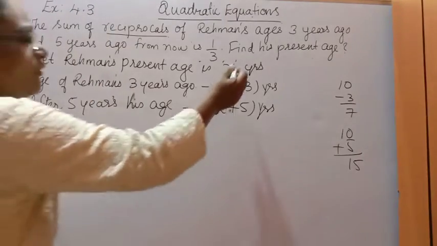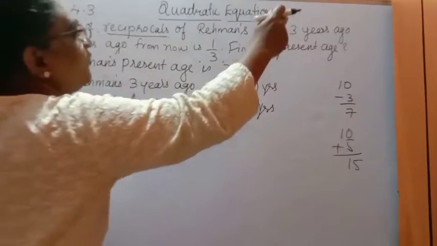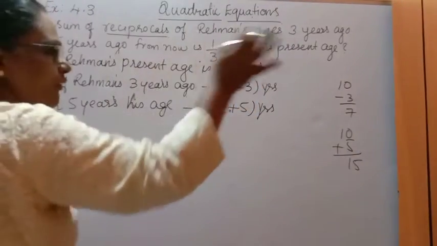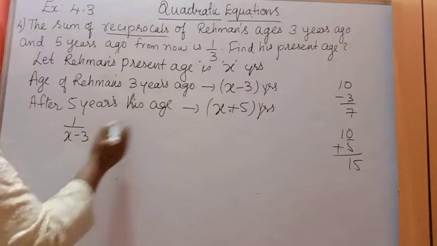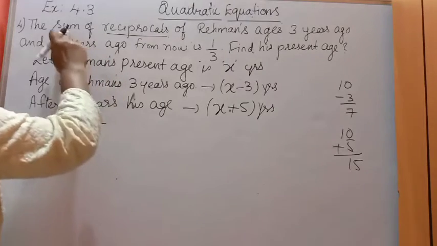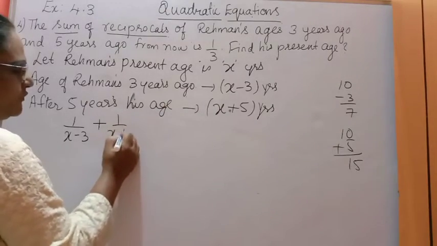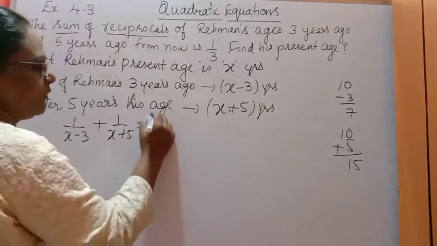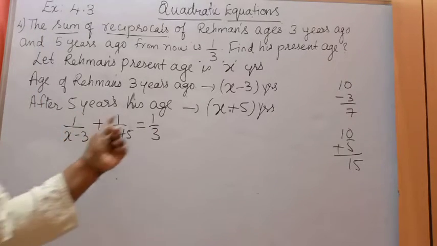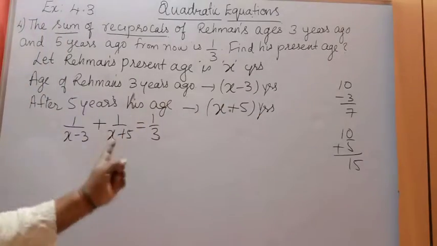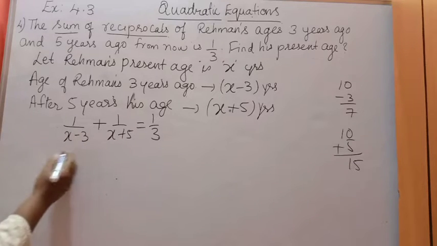Now, what you have to do with this? Take the reciprocal of both the ages. Reciprocal of the age 3 years ago, and of the age 5 years from now. If you take the reciprocal, you will get 1 by x minus 3 plus, you have to take the sum. Sum means plus. Reciprocal of this age plus reciprocal of this age will be equal to how much? It seems 1 by 3. Reciprocal of the age 3 years ago is this, and the reciprocal of the age after 5 years is this one. Reciprocal is 1 by that. Okay. Now you have to solve.